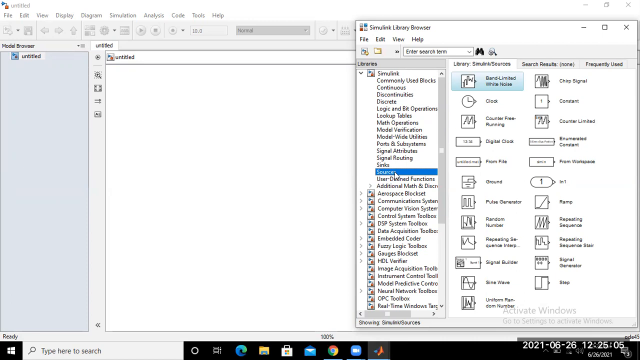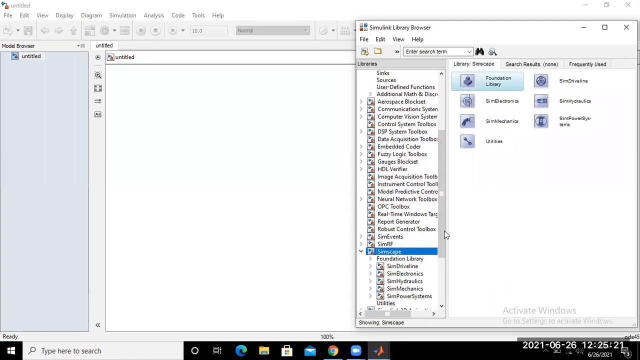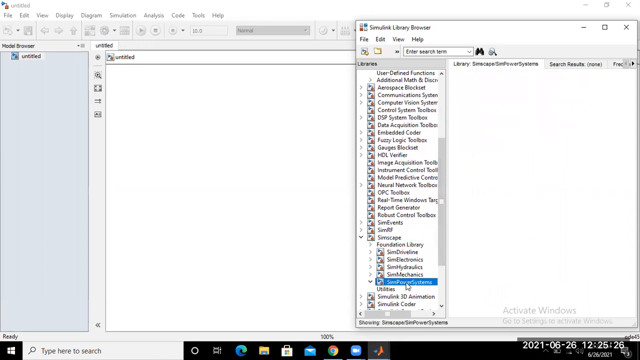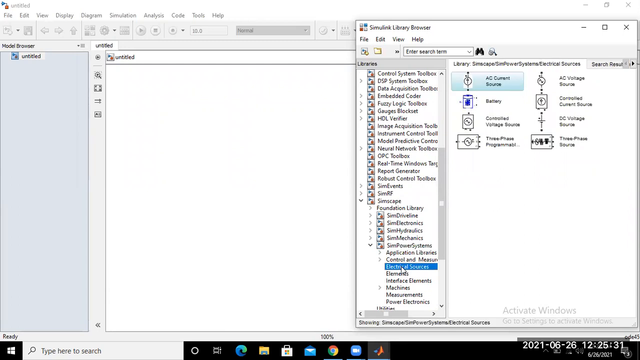So we choose the AC voltage source, or if you do not find it here, then go to CMSCAP, and in CMSCAP again go to the SIM power system, and go to the electrical source. Various types of electrical sources are available here. We require the AC voltage source, so let me add it to the untitled model.